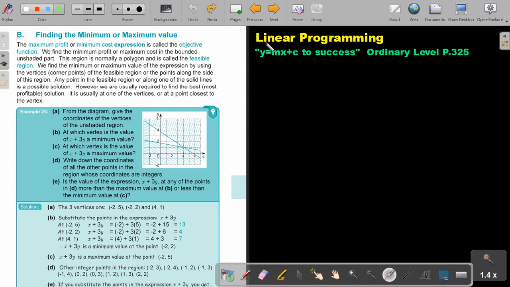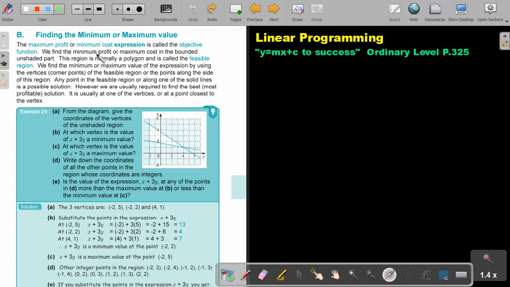In this video, we are going to continue with linear programming. You will find this on page 325 in the Namibian Ordinary Level Mathematics textbook, Y equals mx+c to success. Finding the minimum or maximum value. The maximum profit or a minimum cost expression is called the objective function.